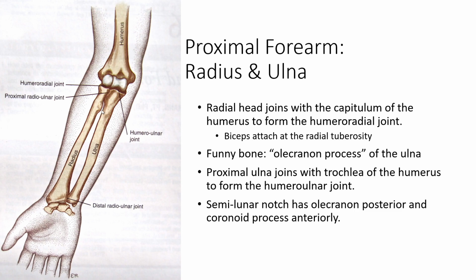There's a little lumpy boy right here called the radial tuberosity, and the biceps come down the arm and attach right there. When you flex them, they bring the elbow up. They flex the elbow joint.